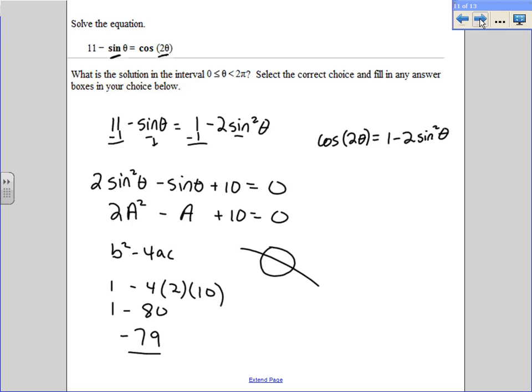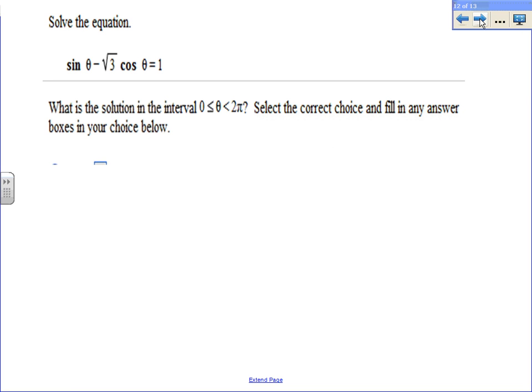Okay, next one here. Again, we've got another one that has a sine and a cosine. One of the things that's going to really hurt us here is that neither of them is a double angle, and neither of them is squared. If I had a square, I could use a Pythagorean identity. If I had a 2 theta, then I could use a double angle. But I don't have that case here.